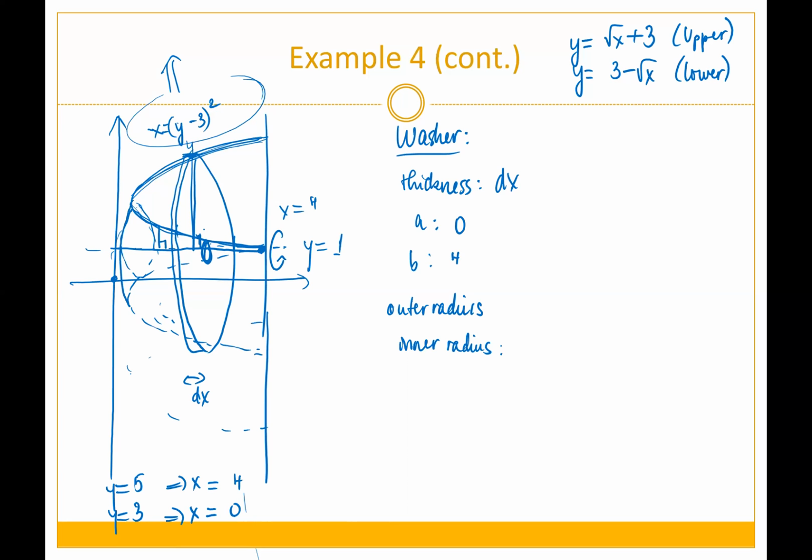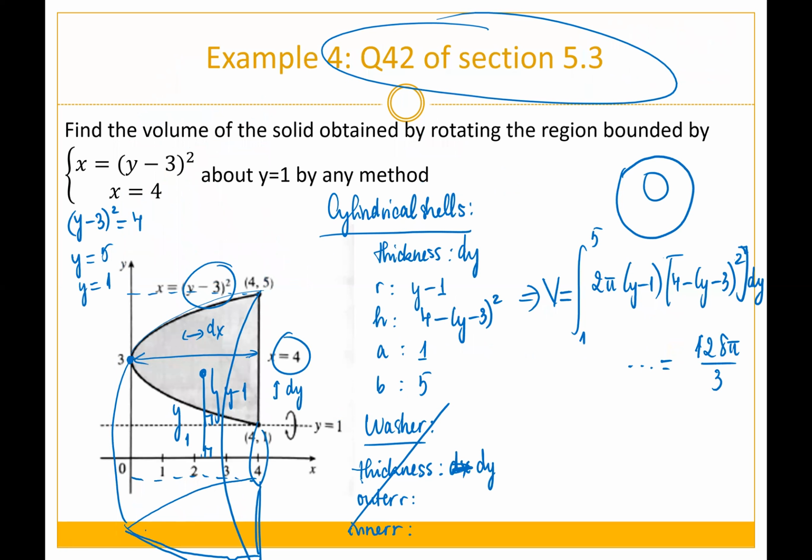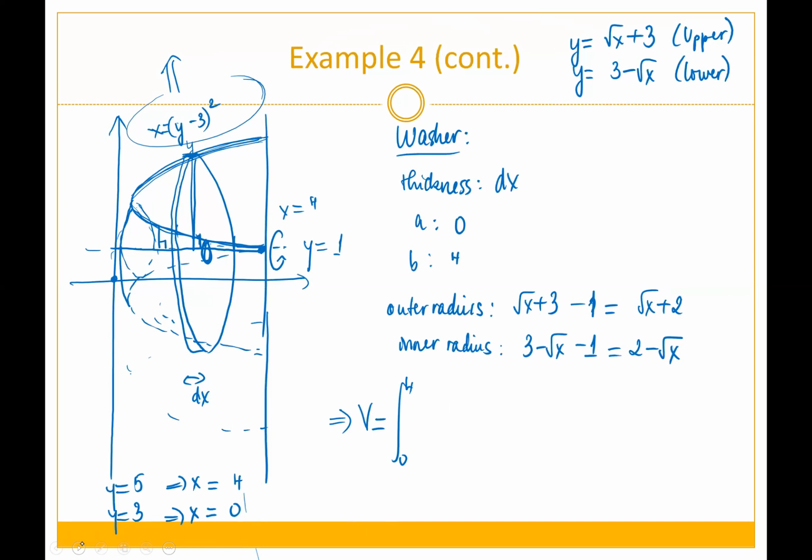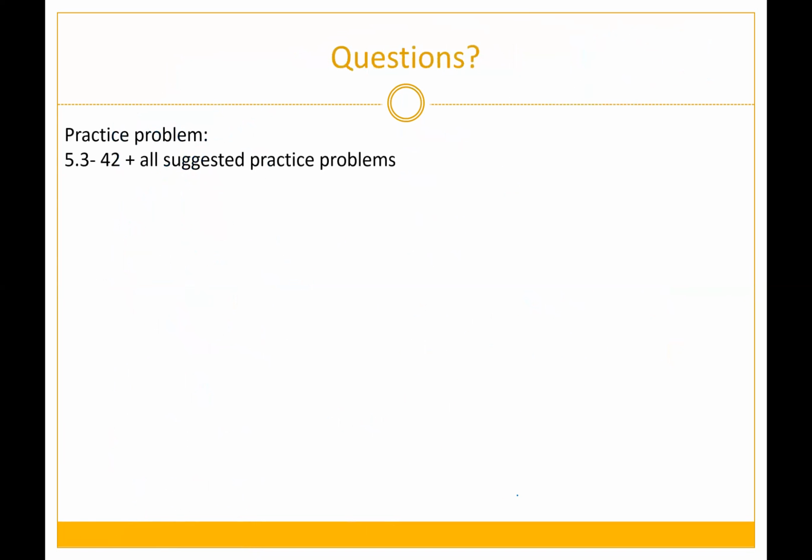So the inner radius here is going to be 3 minus the square root of x minus 1, or just 2 minus the square root of x. The outer radius is going to be the square root of x plus 3 minus 1, which is the square root of x plus 2. So here you eventually have the volume, from 0 to 4, because everything you have to find the boundary in the form of x goes from 0 to 4. So this is going to give you pi times the integral of (square root of x plus 2) squared minus (2 minus square root of x) squared dx. And if you solve for it, you should get the same answer.